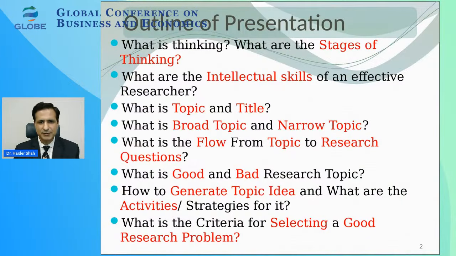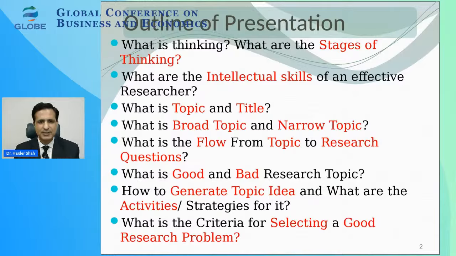The first thing is we will start with thinking. By that we mean what kind of thinking is required to select a research topic, and how we can understand which stage we are at on the thinking level. How do educators see the stages of thinking, and how can we improve our thinking in order to develop our intellectual skills? Then we will talk about the intellectual skills required for an effective researcher, the skills needed to carry out the research work.